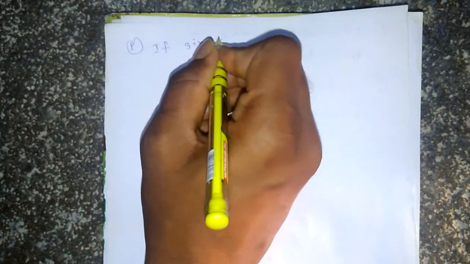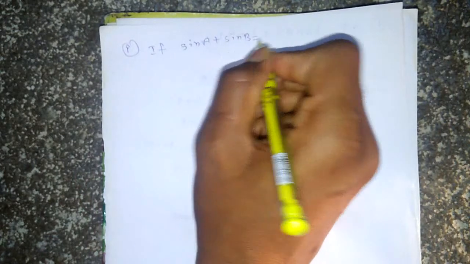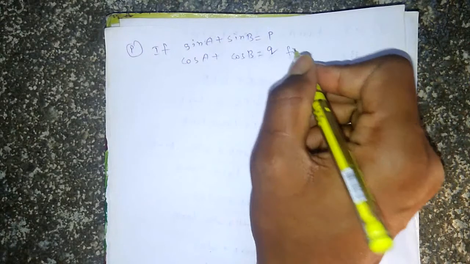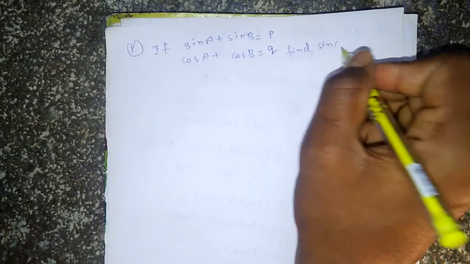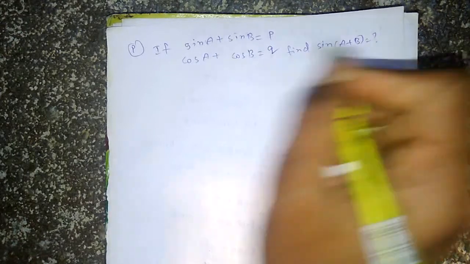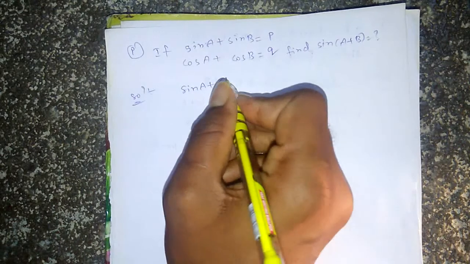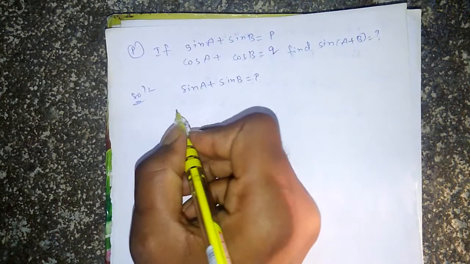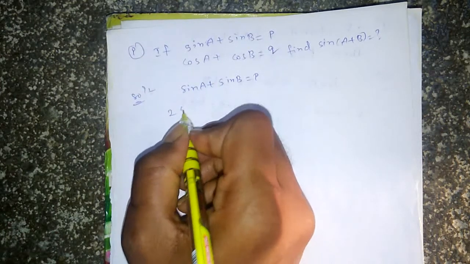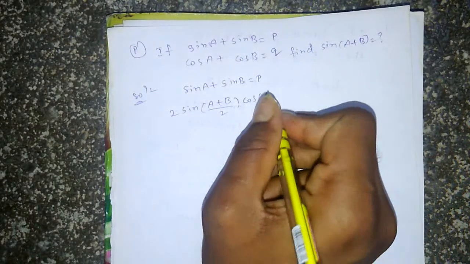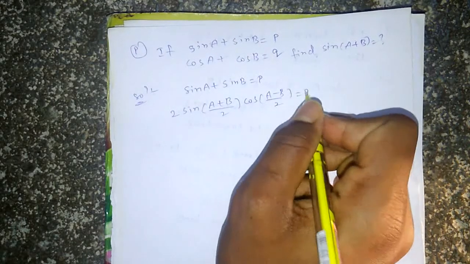Our next problem is, if sin a plus sin b is equal to p, cos a plus cos b is equal to q, then find sin of a plus b. Here given sin a plus sin b is equal to p. So apply the transformation, sin c plus sin d formula. 2 sin of a plus b by 2 cos of a minus b by 2 is equal to p.